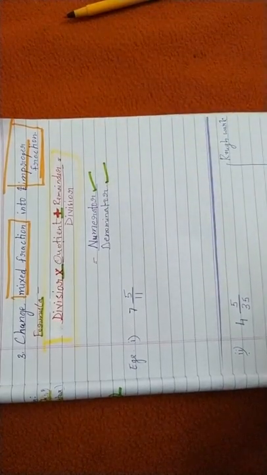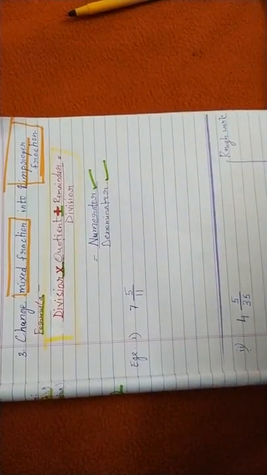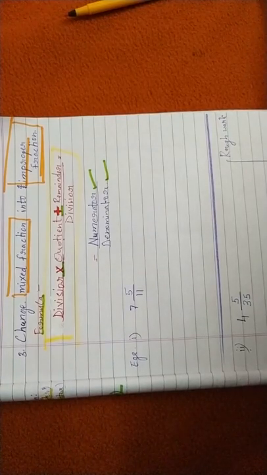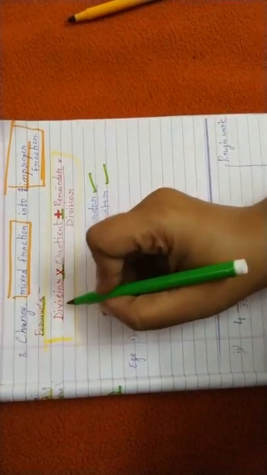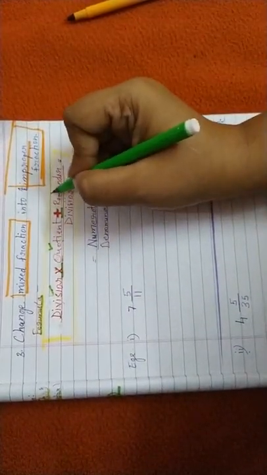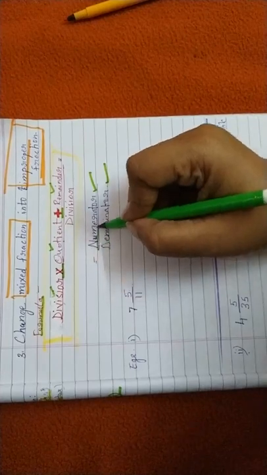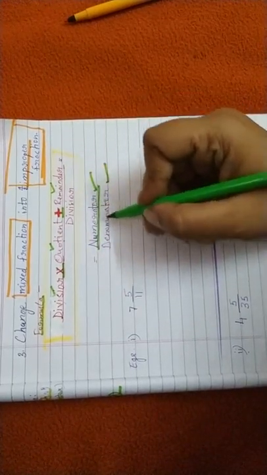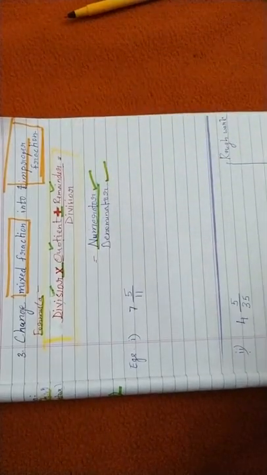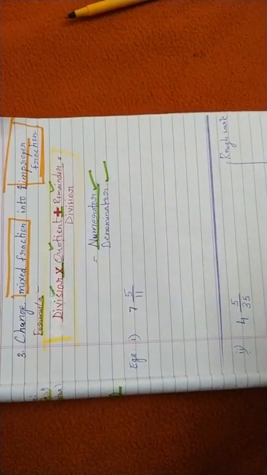So what is the formula to change mixed fraction into improper fraction? Divisor multiplied by quotient plus remainder, we get the numerator, and divisor acts like the denominator. So this is how we find out the improper fraction.